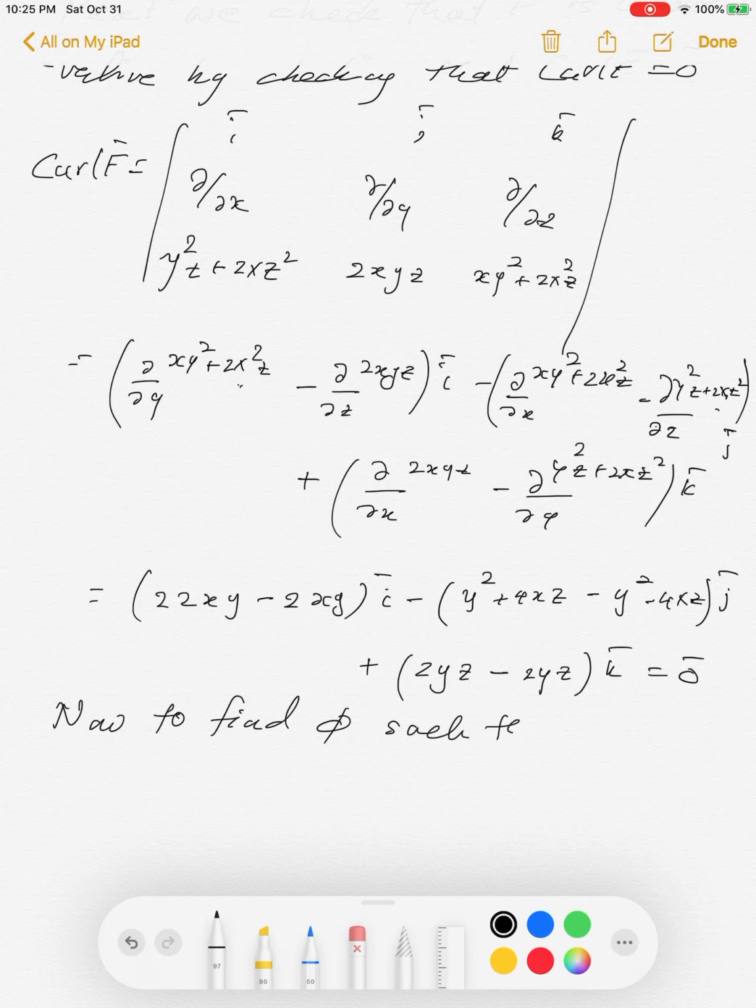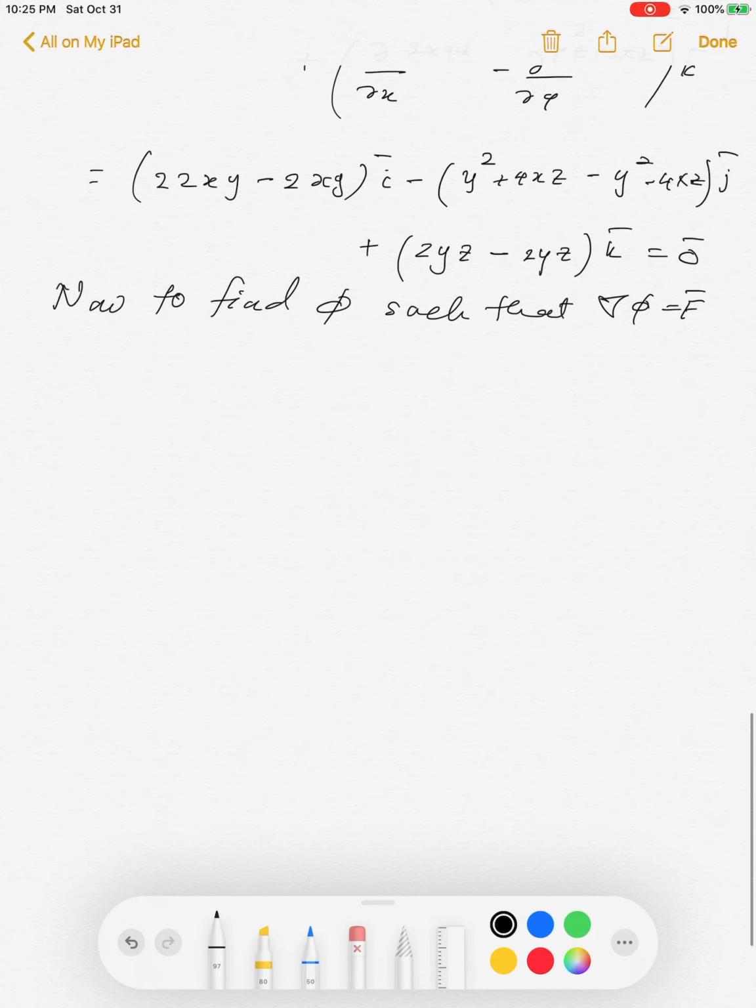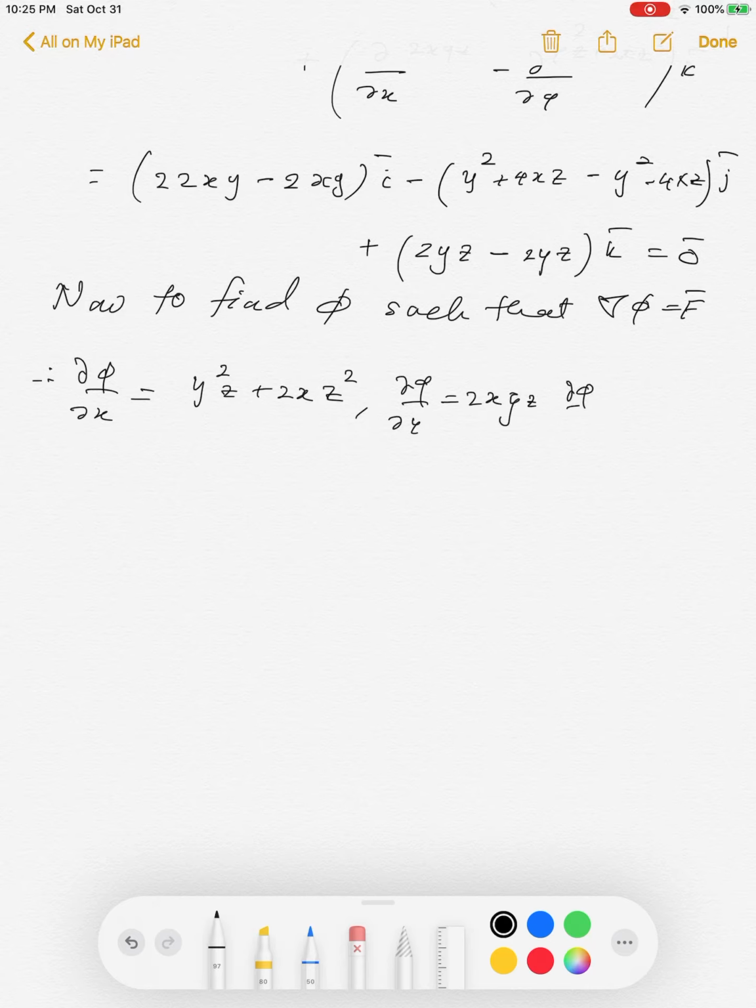So now we want to find phi such that grad phi is f bar. So therefore you want d phi dx to be your m. So I write f is equal to m i bar plus n j bar plus p k bar. So this is going to be y square z plus 2xz square. D phi dy is 2xyz and d phi dz is xy square plus 2x square z.